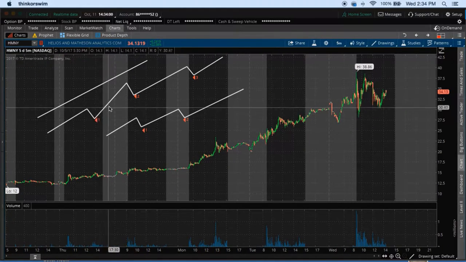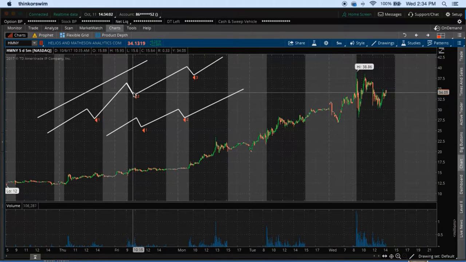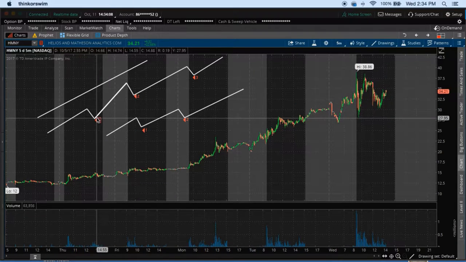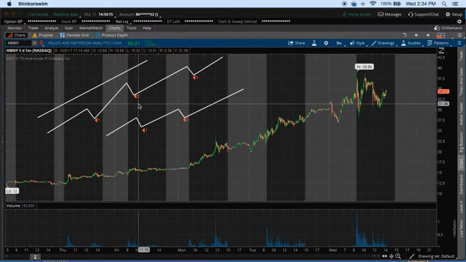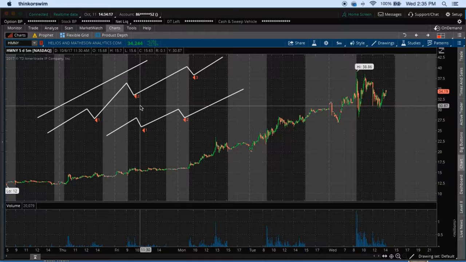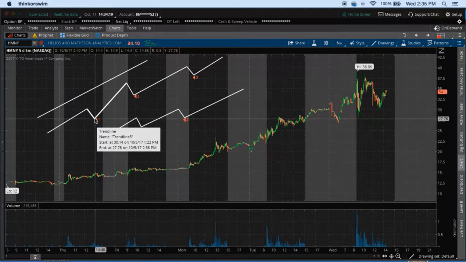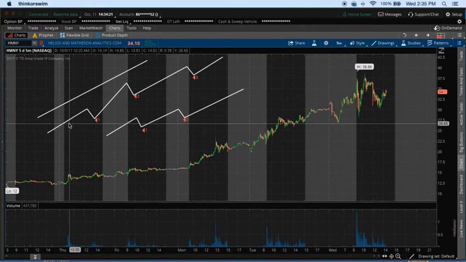And for a trend to stay valid, you want the second low, this low right here, to be higher than this low. If this low, this point where it pulled back, were to get extended or fall further than this one, that means the trend is no longer valid, right?